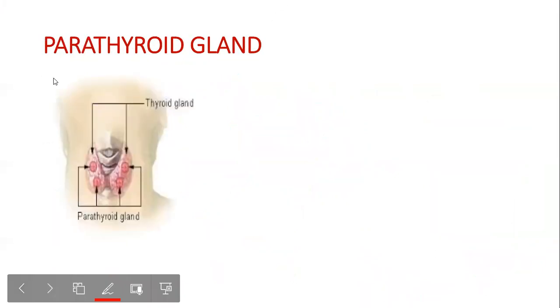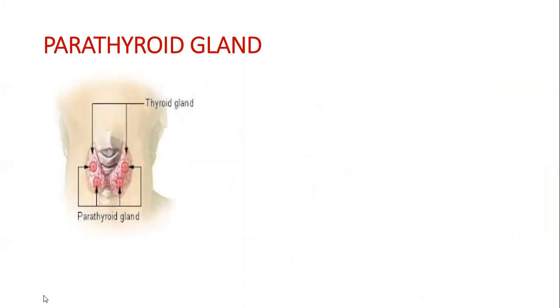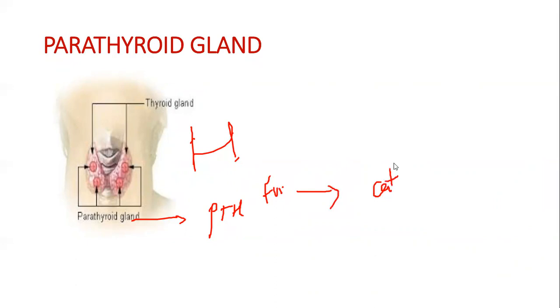Now coming to the parathyroid glands. In humans there are four glands. They are present on the back side of the thyroid gland. So if this is the thyroid gland's backside, you can see four glands. These are called parathyroid glands, and these glands give a hormone called parathyroid hormone. The main function of the parathyroid hormone is to regulate the level of calcium ions in our body.